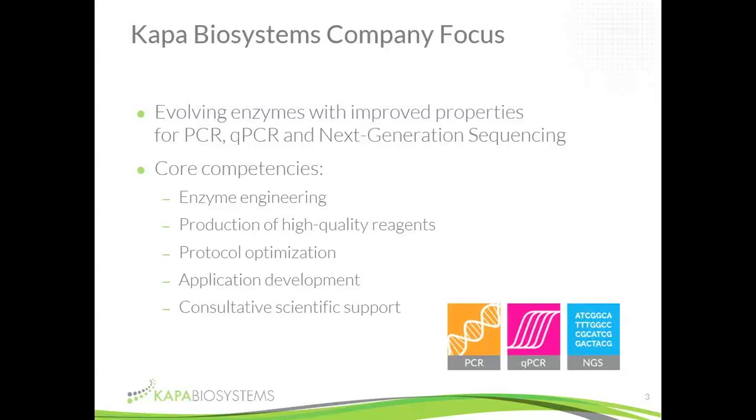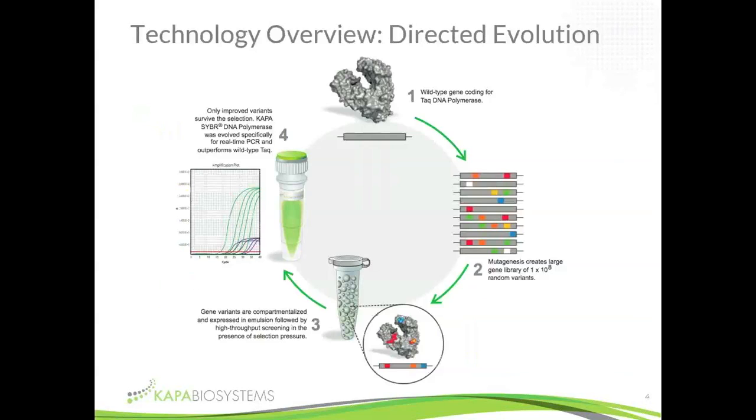As previously mentioned, one of our strengths is high-quality enzyme engineering using our directed evolution technology. Directed evolution is like natural selection in a test tube. Essentially, we use a combination of random mutations and an artificial selection pressure to evolve enzymes with improved properties. In this example, we start with the gene for wild-type Taq polymerase. We then introduce millions of random variations by mutagenesis.